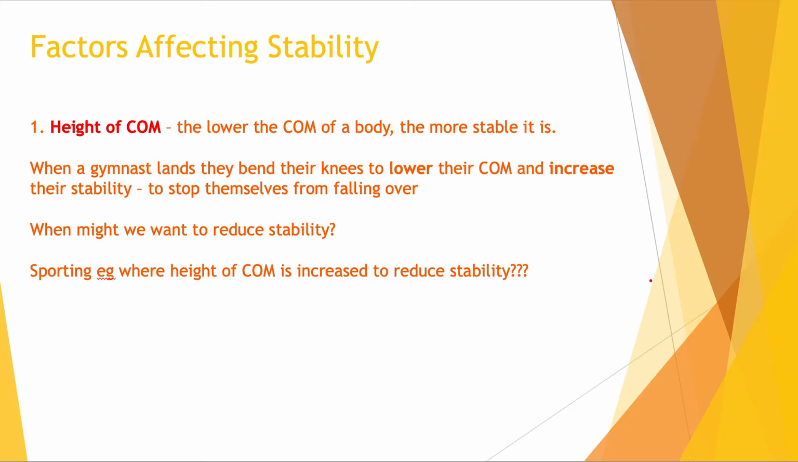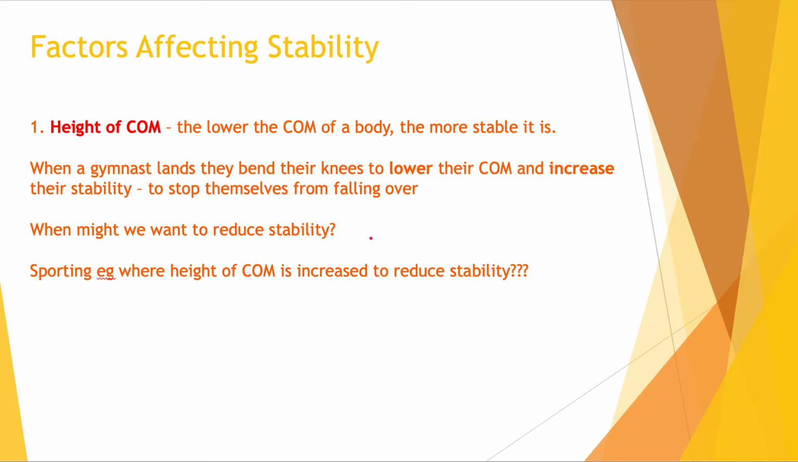So we need to be able to speak very clearly or write very clearly in the exam about the 4 factors affecting stability, and we might need to say how the factor is being used to maximise stability or to minimise stability. So first one, height of centre of mass. The lower the centre of mass of a body, the more stable it is. So when a gymnast lands, they bend their knees to lower their centre of mass and increase their stability to stop themselves falling over.